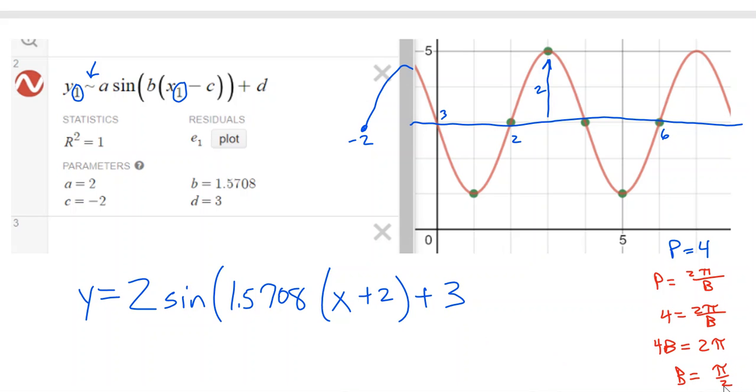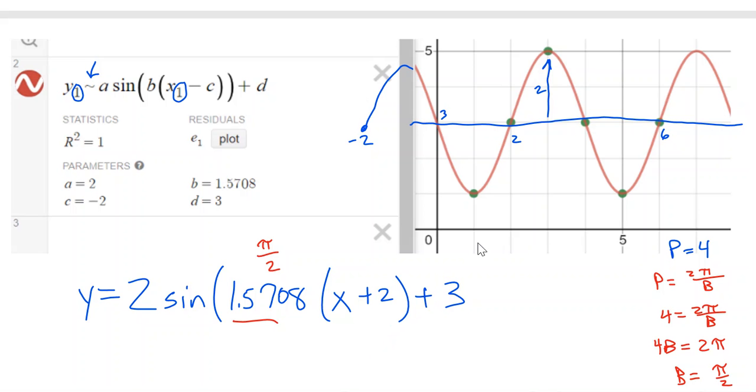Now, wait a minute. Pi is 3.14. What is half of 3.14? 1.57. This is actually pi over 2. Now, when Desmos gives it to you as 1.57, I'm okay with you writing it that way. But just understand that pi over 2 is a more precise answer. And if we did that, then we would have nothing rounded in this whole problem.